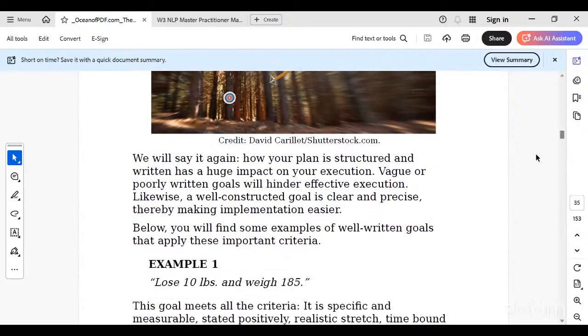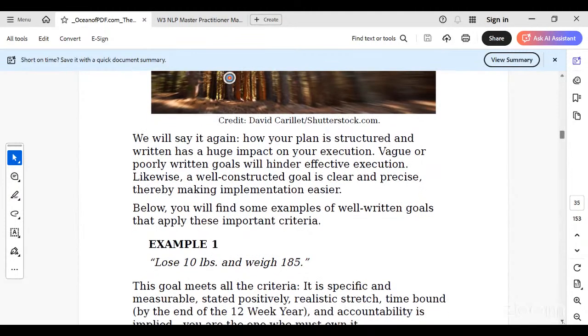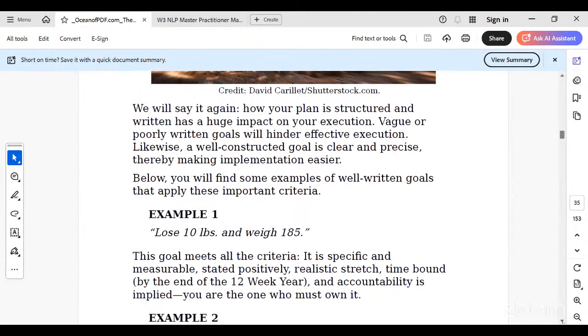Okay. So we will say it again. How your plan is structured and written has a huge impact on your execution. Vague or poorly written goals will hinder effective execution. Likewise, a well-constructed goal is clear and precise, thereby making implementation easier. Right below, you will find some examples of well-written goals that apply these important criteria.